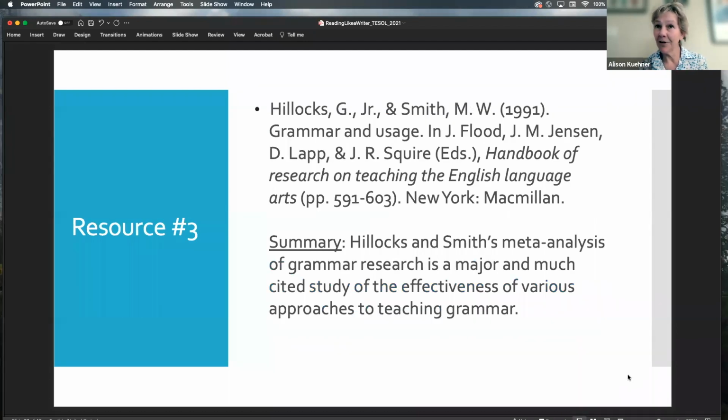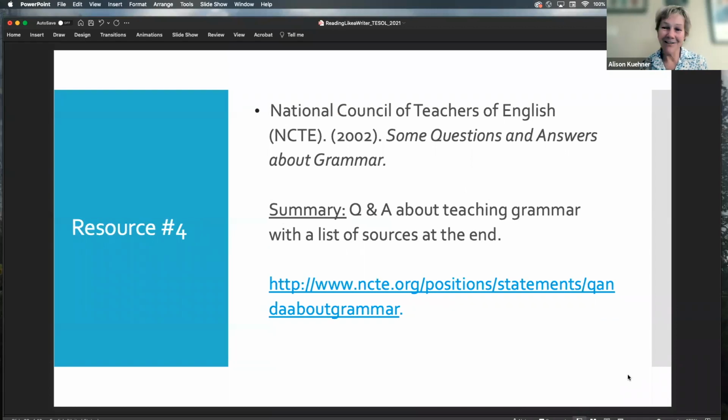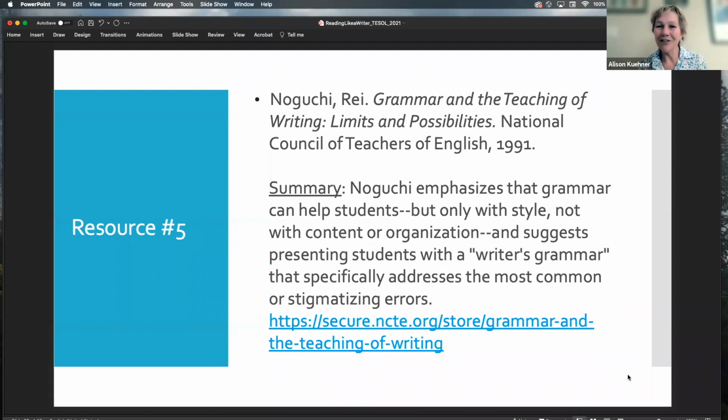The Hillocks and Smith study, which a lot of people look at, this big meta-analysis that says grammar instruction doesn't work. In case you have colleagues who aren't convinced, I would say you should read this, or if you're not convinced, you might want to read this. The National Council of Teachers of English and their recommendations for teaching grammar and how to do it. Ryan Noguchi teaches at Cal State Northridge. And he has really interesting ideas about teaching grammar without using the word grammar, and really honing in on students' biggest errors. He has a lot of English language learners, so subject-verb agreement is really something you don't want to be making errors with, and how to alleviate problems like that so students aren't stigmatized.